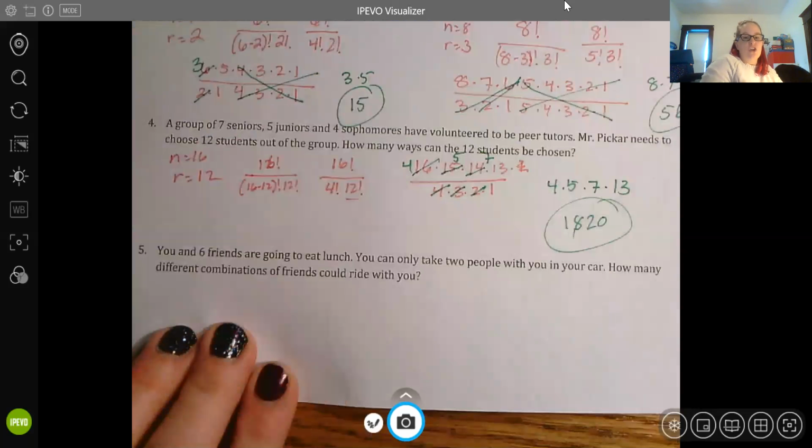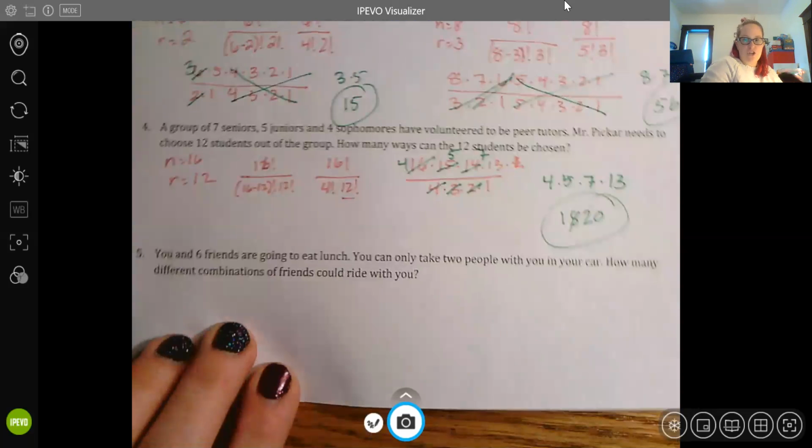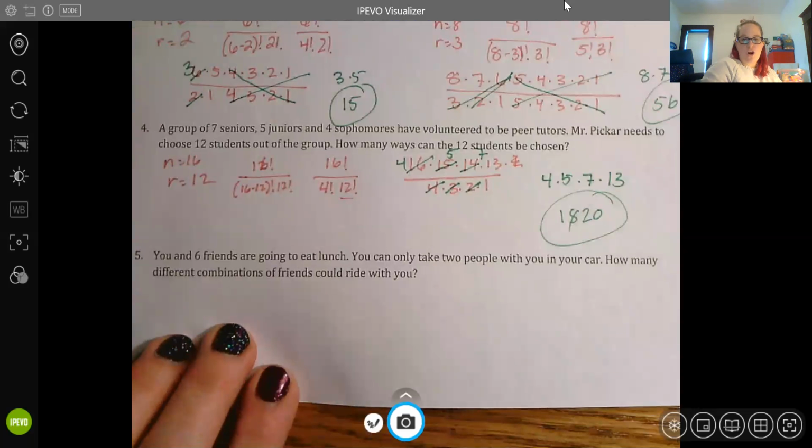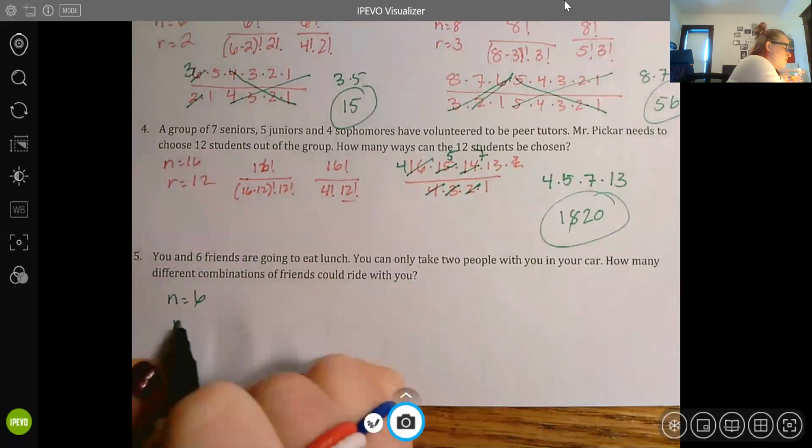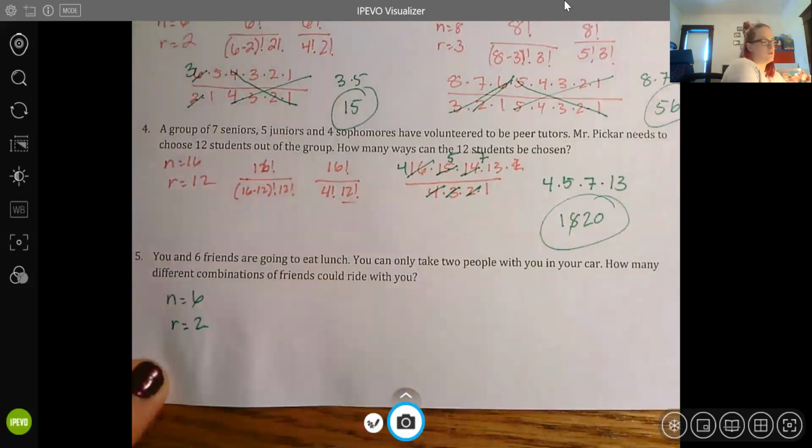All right. You and 6 friends are going to lunch. You can only take 2 people with you in your car. How many different combinations of friends could ride with you? Okay, so my question to you to think about is, are you going to include yourself? Well, we're not going to right now. You have 6 friends and you can take 2 of them with you. Your N is 6 and your R is 2. We have 6 friends and we're choosing 2 of them.